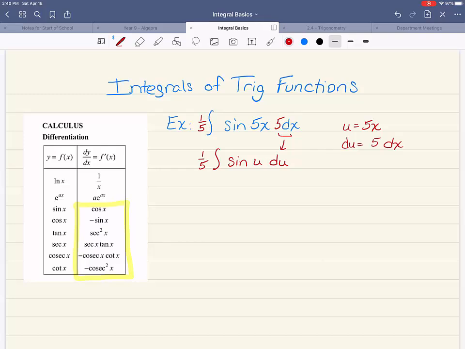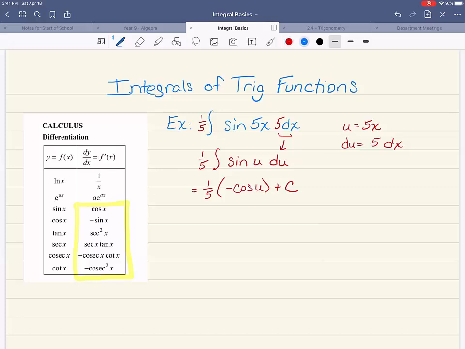Now take a look at your chart over here, what I've boxed in with the highlighter. Does sine match any of the functions you see in here? Well, actually you can see that negative sine is here. So if the antiderivative of negative sine is positive cosine, then the antiderivative of positive sine would be negative cosine. So that tells me that this will be 1/5 bracket negative cosine of u plus c.